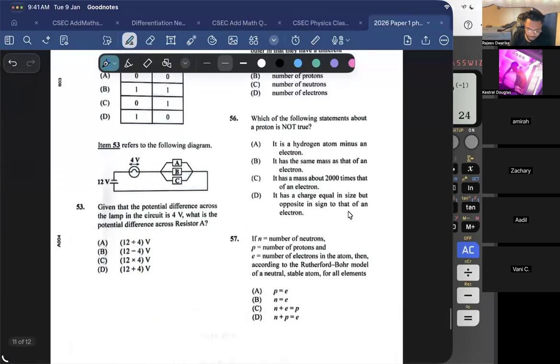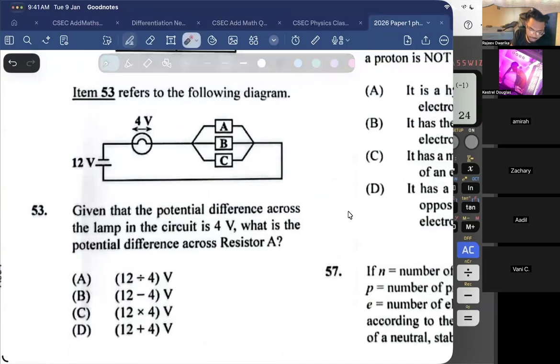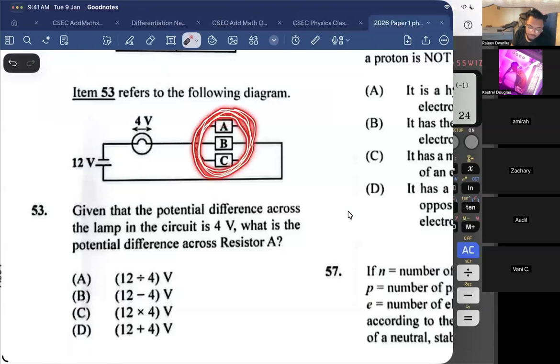Anybody feel like they could tell me the answer for this one real fast? The potential difference across the lamp is 4, and they're asking us the potential difference across E. Now, all these resistors here are in what? Parallel. Parallel circuits have the same what? Voltage. So the voltage across A would be the same as the voltage across B and C.